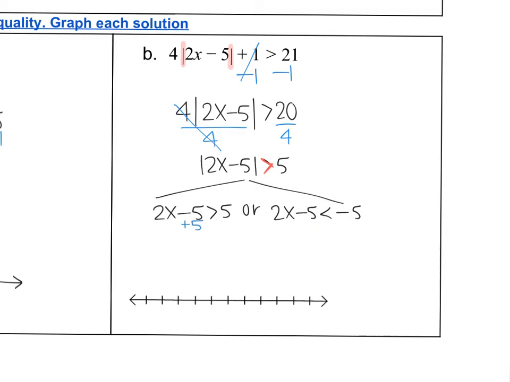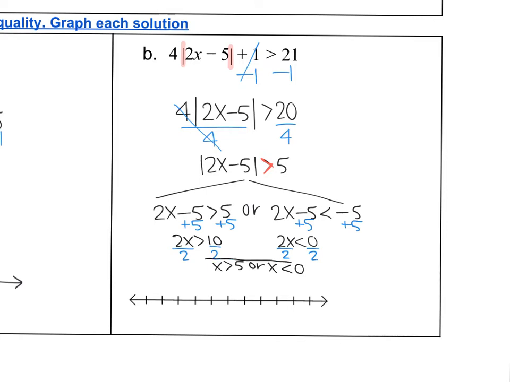I'll solve this by adding 5 to both sides. I'll get 2x is greater than 10. And then I'll divide by 2 on both sides, and I'll get x is greater than 5. Or, solve the other one, I'll still add the 5 to both sides. This time I get 2x is less than 0. That's fine, we can have 0. When I divide by 2, I get 0 divided by 2. That's just 0, so x is less than 0.